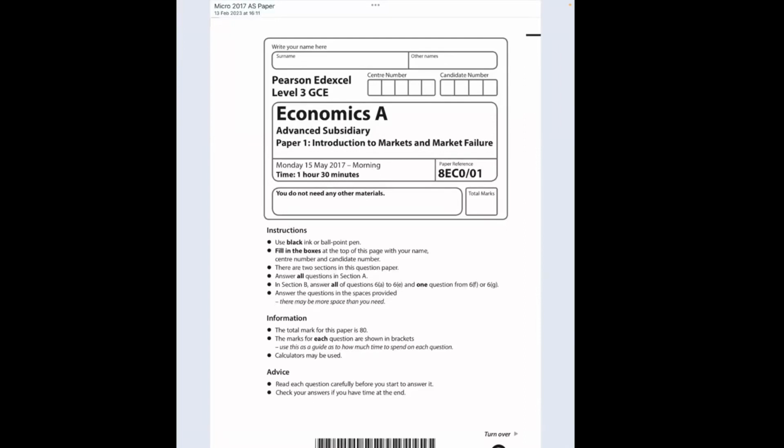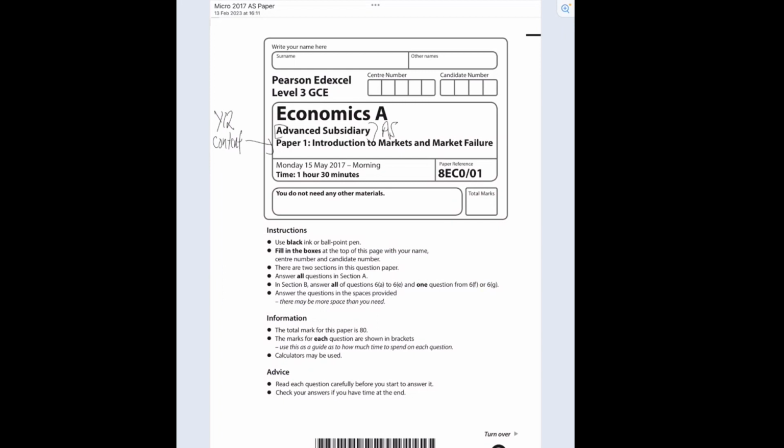All right, so today what I'm going to do is just run quickly through this Economics A paper. Today the focus really is on micro, so paper 1. This is, as it says here, the advanced subsidiary AS paper, so mainly what we're going to be covering is year 12 content.